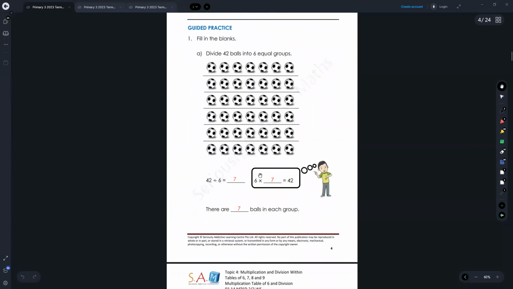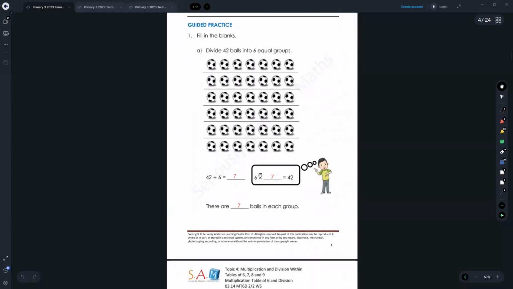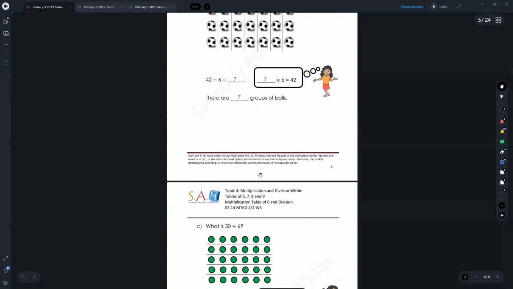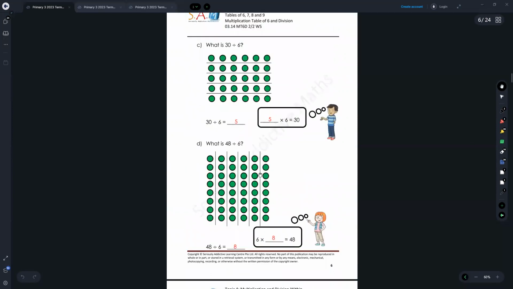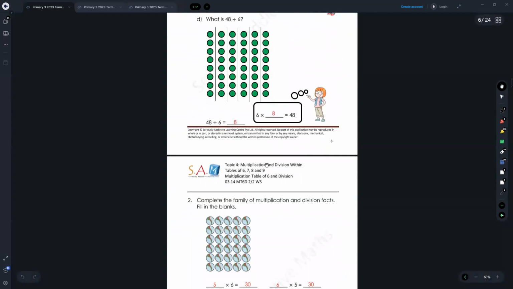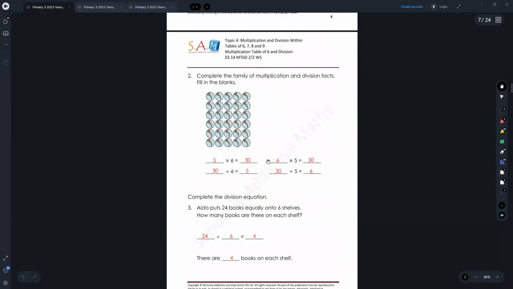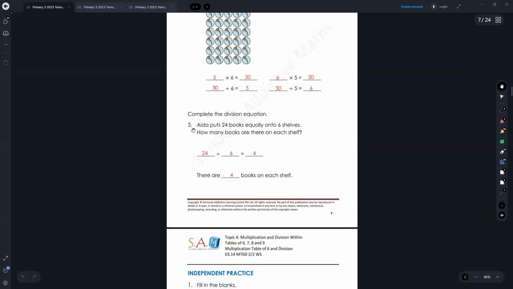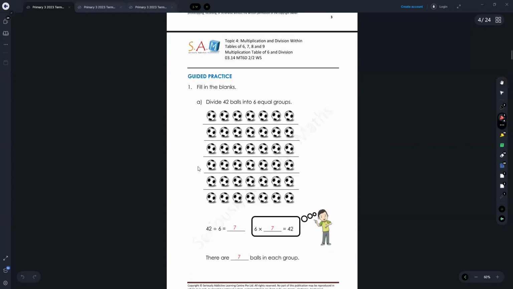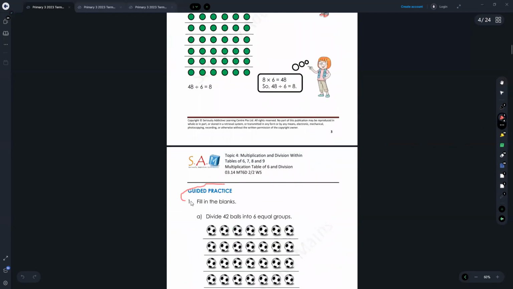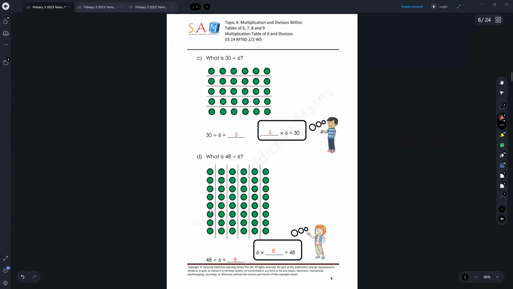For guided practice, you may get them to quickly do 1A, 1B, 1C, 1D, so that they understand visually how it works. But remember, it's still based on the multiplication fact family. For question 3, please take them through it together with them.